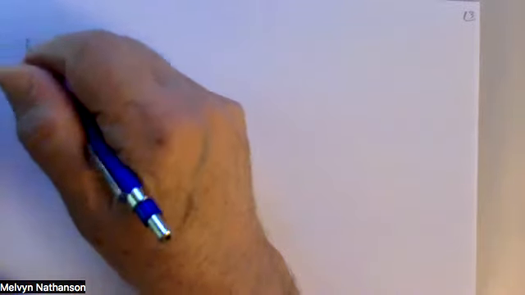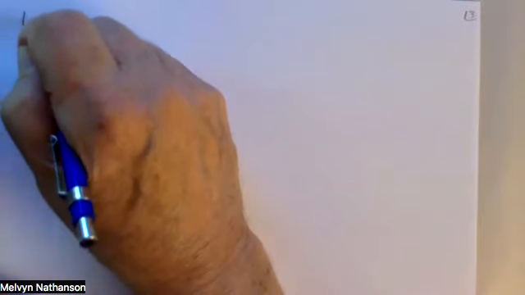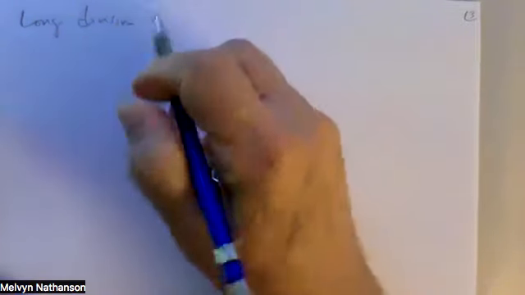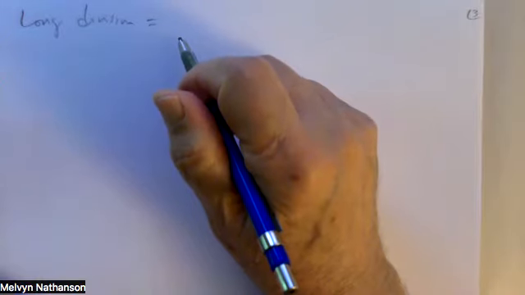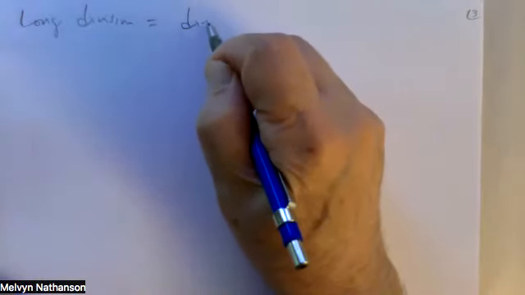And the key to the Euclidean algorithm is what you learn in elementary school, long division, or what is sometimes called the division algorithm.